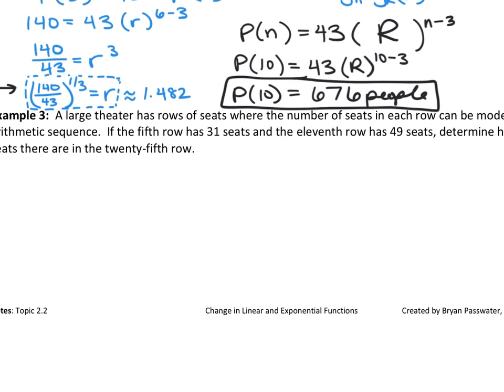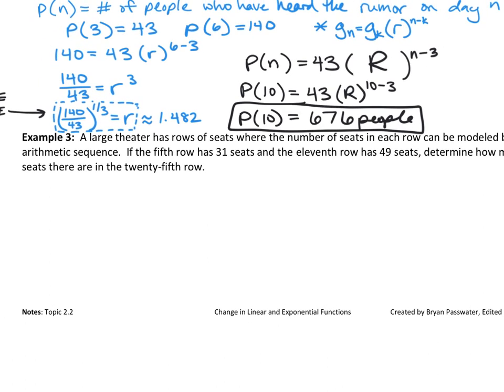All right, example 3. A large theater has rows of seats where the number of seats in each row can be modeled by an arithmetic sequence. Ooh, arithmetic sequence, that's like a linear function. If the 5th row has 31 seats and the 11th row has 49 seats, determine how many seats there are in the 25th row.